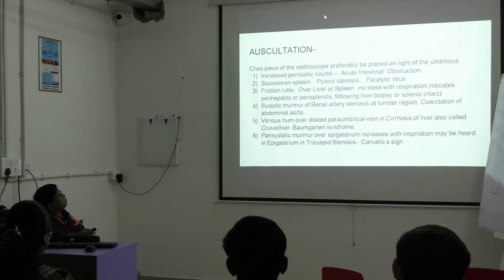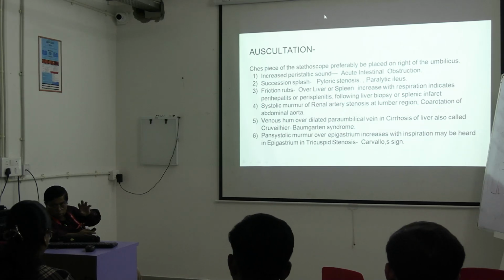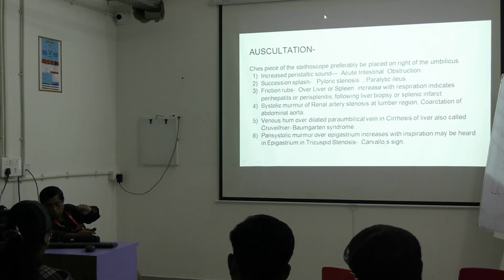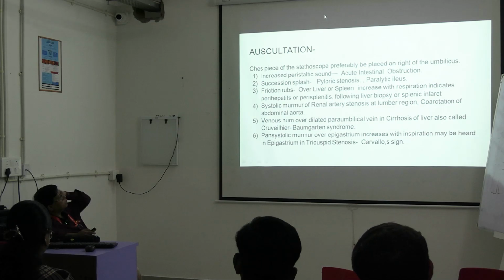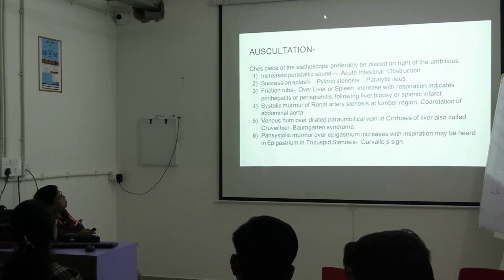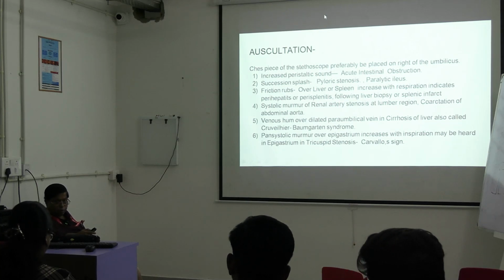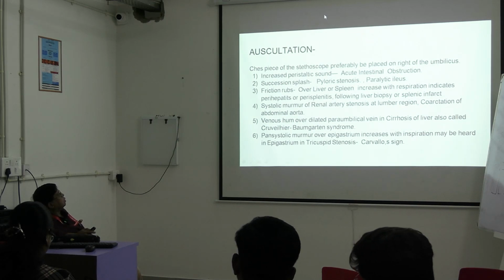Friction rubs over the liver and spleen. Friction rub is a grating sound, like the rustling sound of crushing a dry leaf in your hand. We hear that kind of sound in the ear. That is friction rub. It occurs over an inflamed organ. If the inflamed organ moves with respiration, the splenic rub or hepatic rub will increase with inspiration. There will be more friction and more sound.